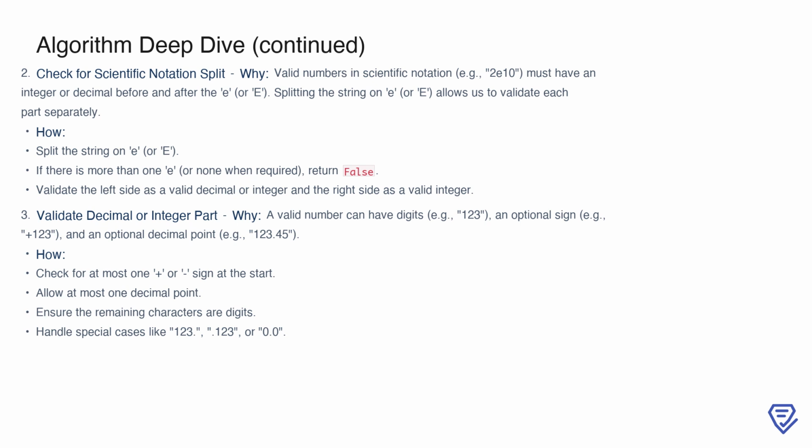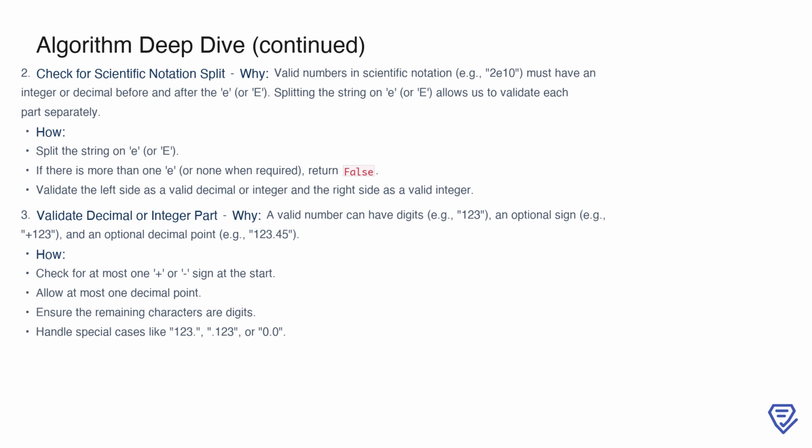We split the string on E or e to isolate these parts. If the string contains more than one E or none when it's required, it's invalid. After splitting, we validate the part before E as a decimal or integer, and the part after E strictly as an integer. For decimals and integers, we must ensure there's at most one plus or dash sign at the start, only one decimal point if it's a decimal, and the rest of the characters must be digits.